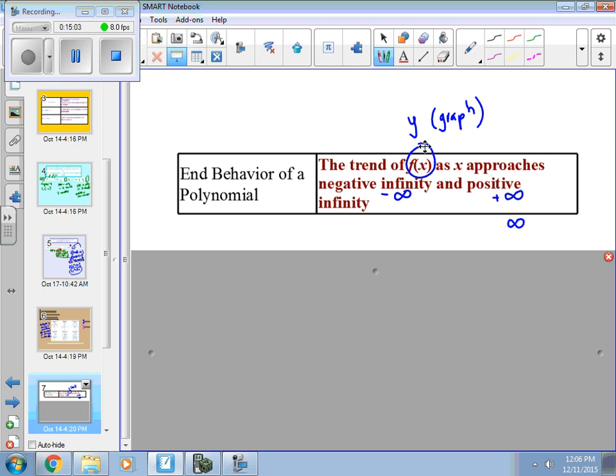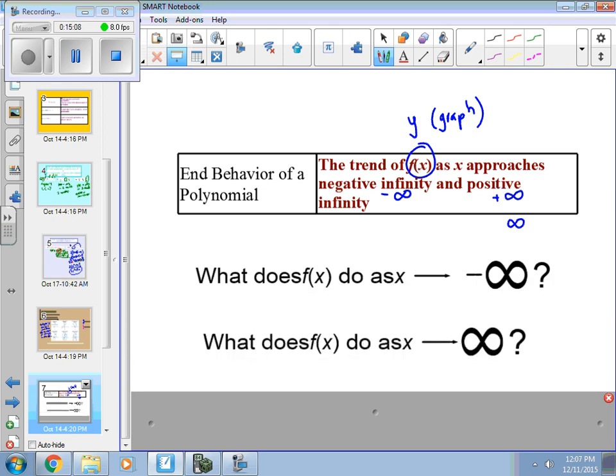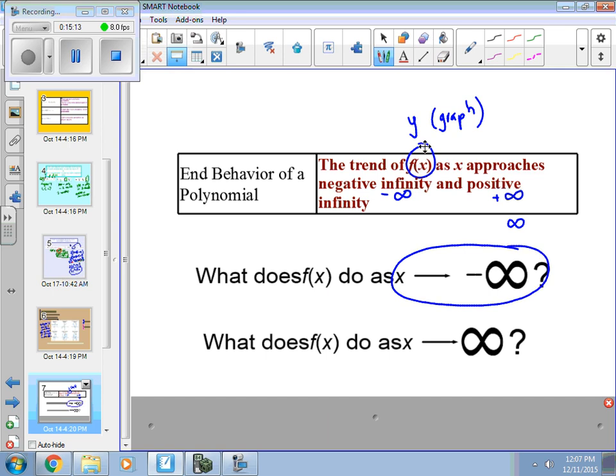Now we've got to talk about what that means. If x is approaching negative infinity on a graph, which side of the x-axis is negative? That's this side, the left side. So this means as you move left, what is your graph doing? If x is approaching positive infinity, the positive side of x is the right side, so this is talking about what your graph is doing on the right side. So we want to look at what the graph is doing as you go left, and what the graph does as you go right.